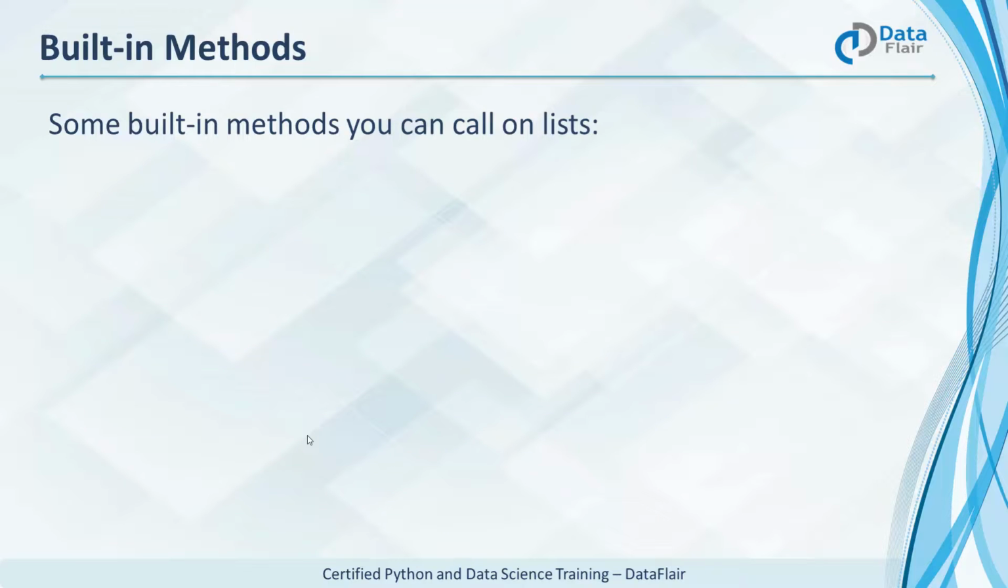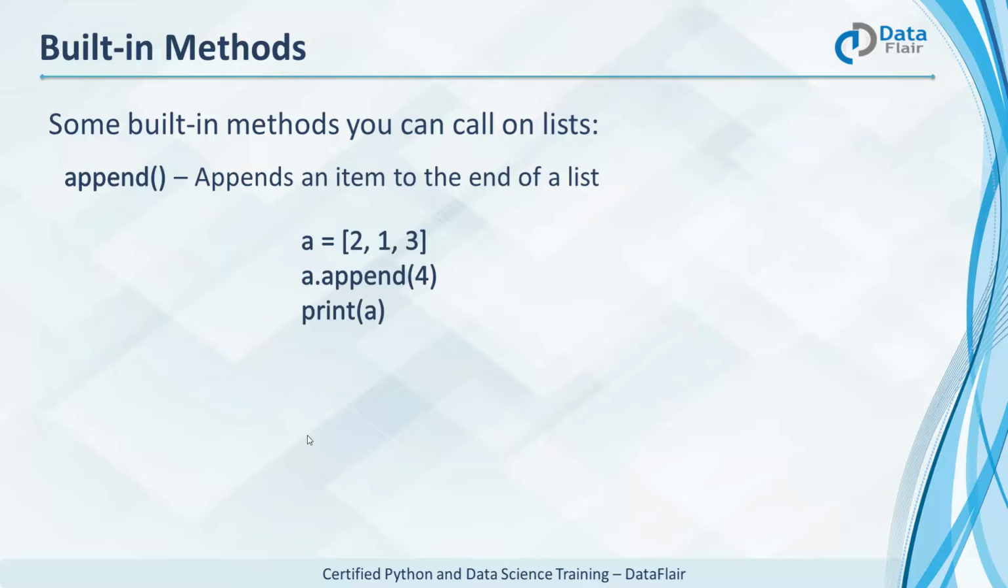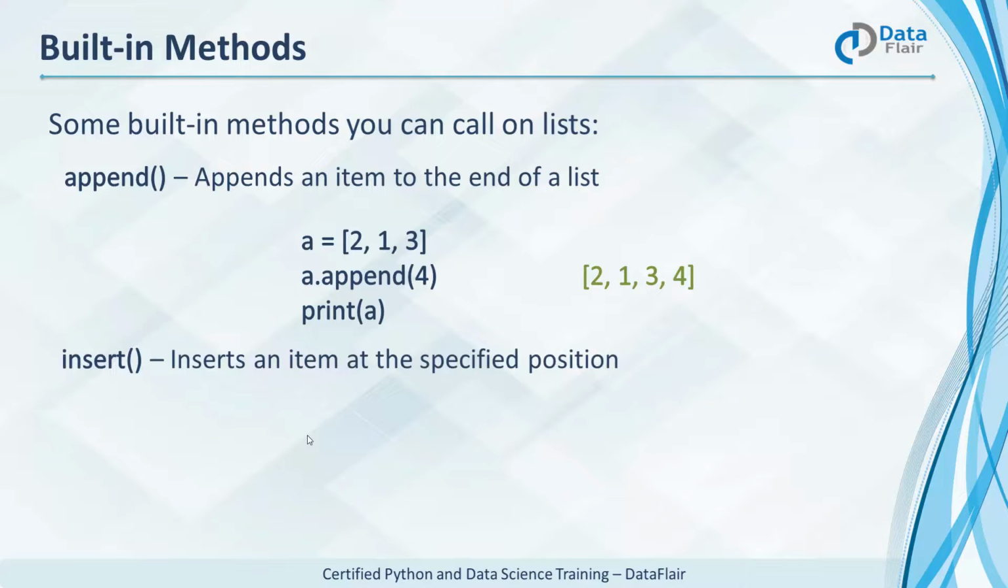Apart from functions, we also have some methods we can call on lists. Append adds an item to the end of a list. If we have the list 213 and append 4 to it, it adds 4 to the end. Insert will add the item wherever we tell it to. Insert 5 at index 3, and it will.